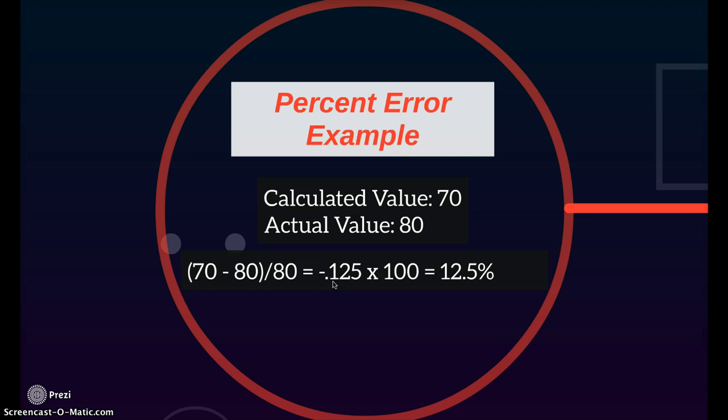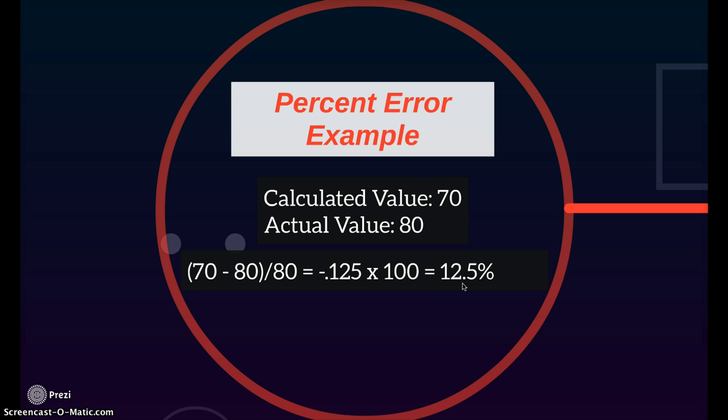But you note from my last slide that you ignore this negative and you make it positive. Then you multiply your decimal by 100 to get it to a percent. This percent is the percent error. So in this case, the percent error between my calculated value of 70 and my actual value of 80 is 12.5%.